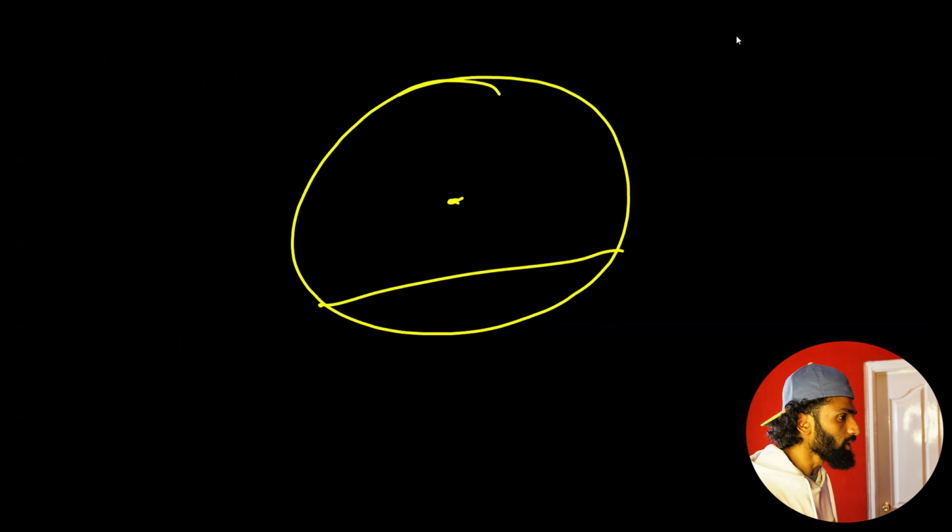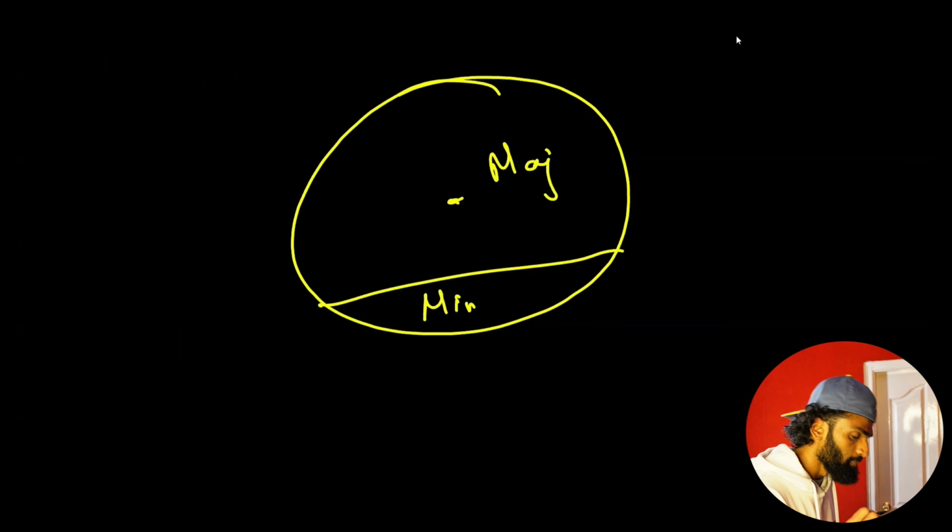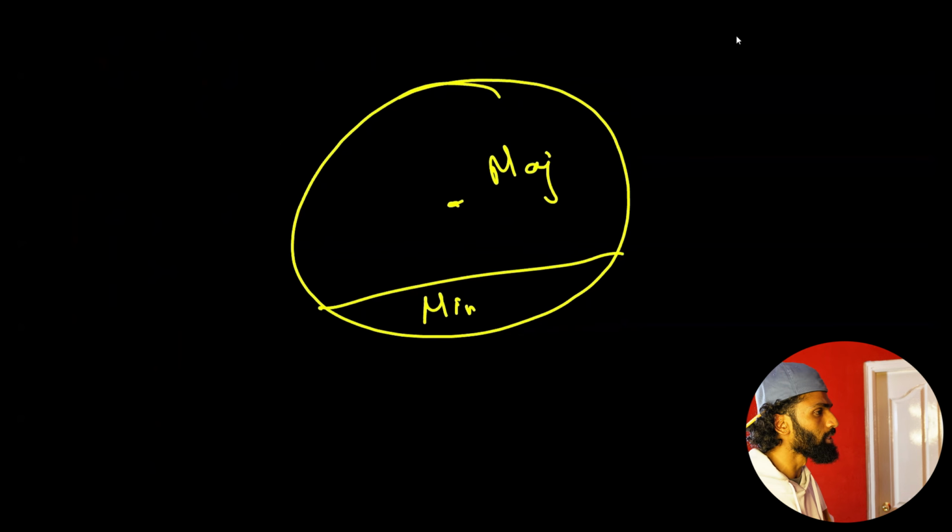Now, if you see, that chord divides the circle into 2 segments. The below one will be called the minor segment. The top one will be called the major segment. Okay. Now, there are other things also. Minor arc, major arc, all those things are required. But I think we are good to go with the theorems.